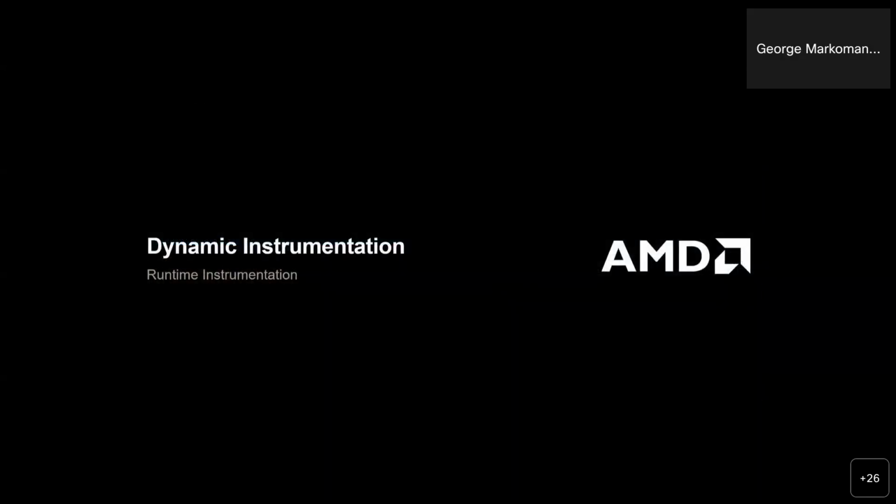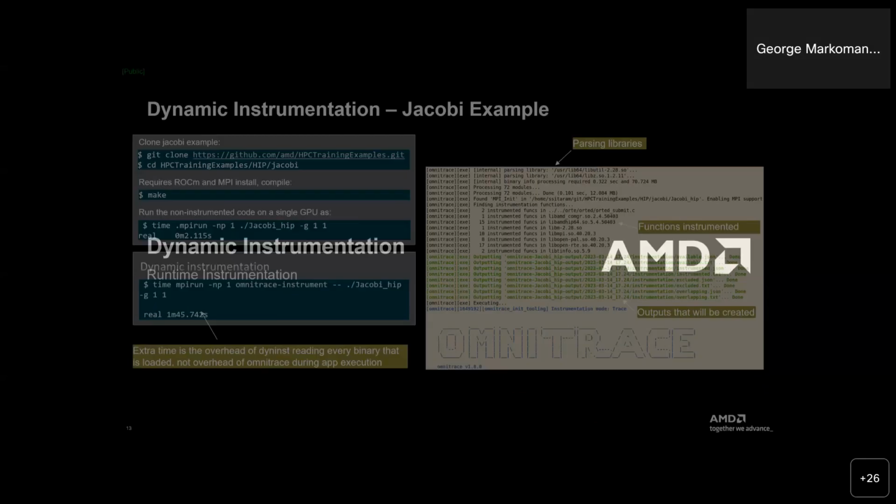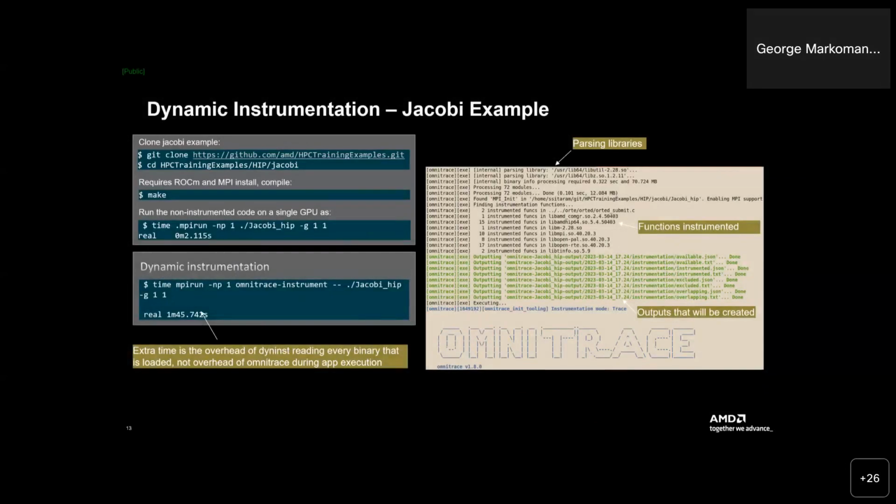Now, let's see the dynamic instrumentation. Although in the HackMD, I think I have a path from where to copy these HPC training examples. Okay, no need to clone it again, I think, because we have changed the Jacobi makefile also. Then we do cd HPC training examples, HIP Jacobi. We compile Jacobi and we run it. Now I run it without anything, just the binary.